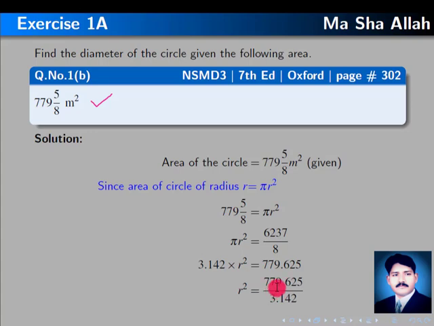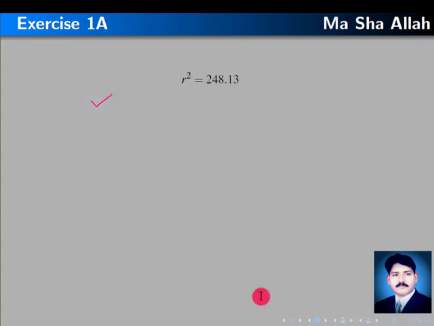So r squared is equal to 779.62 divided by 3.142, which is equal to 248.13. Taking the square root on both sides, we get r is equal to square root of 248.13, which is equal to 15.75 meter.